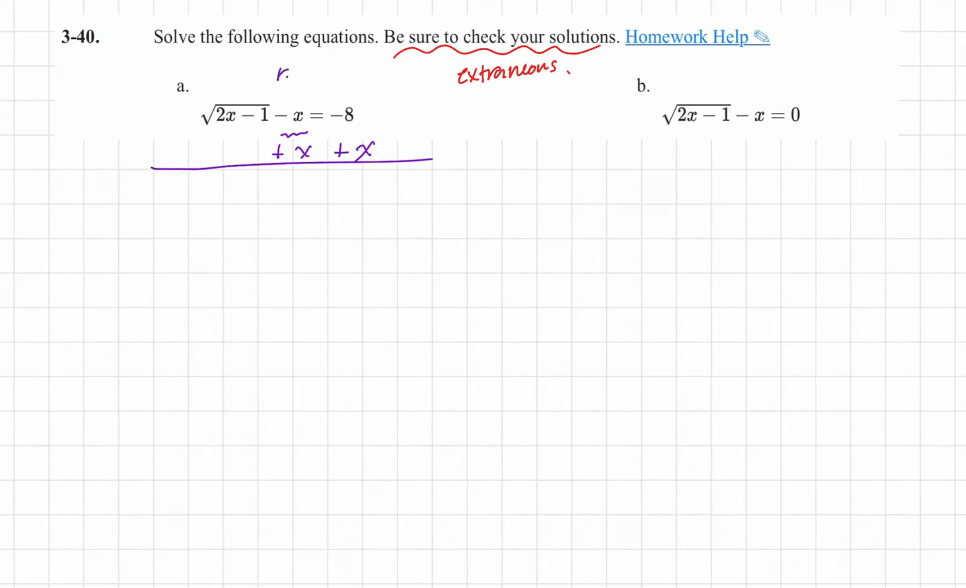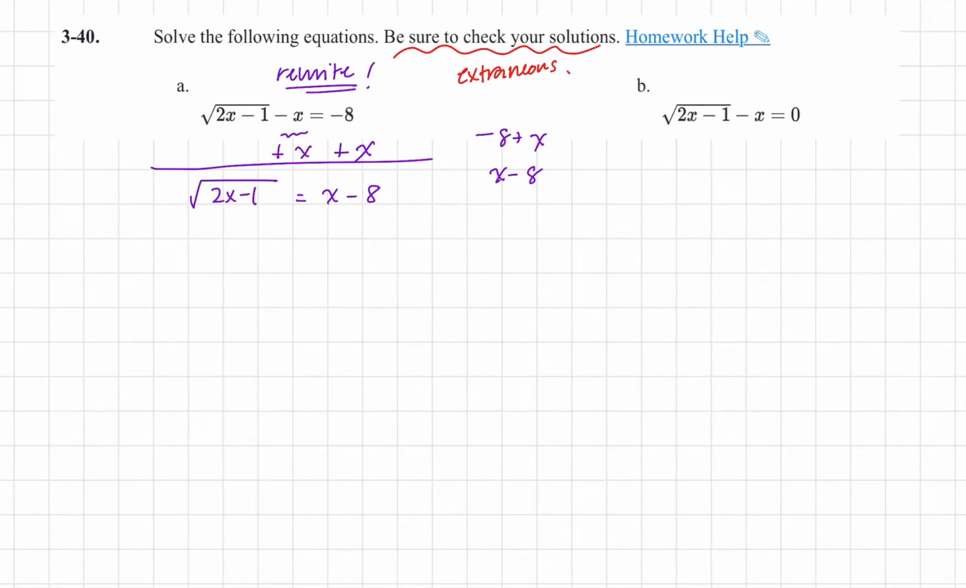So rewriting will be the first step. So then square root of 2x minus 1 is, you can say either negative 8 plus x, or you can also say x minus 8. It doesn't matter, okay? Because negative 8 plus x, same thing as x minus 8. But I'm going to write it as x minus 8 because I like to write variable first.